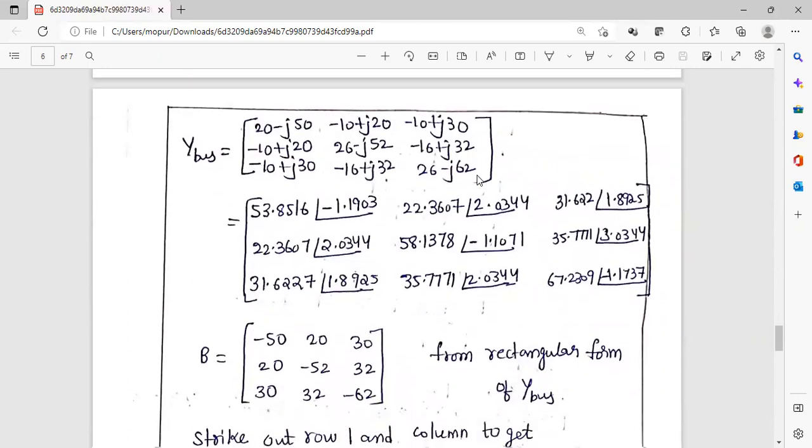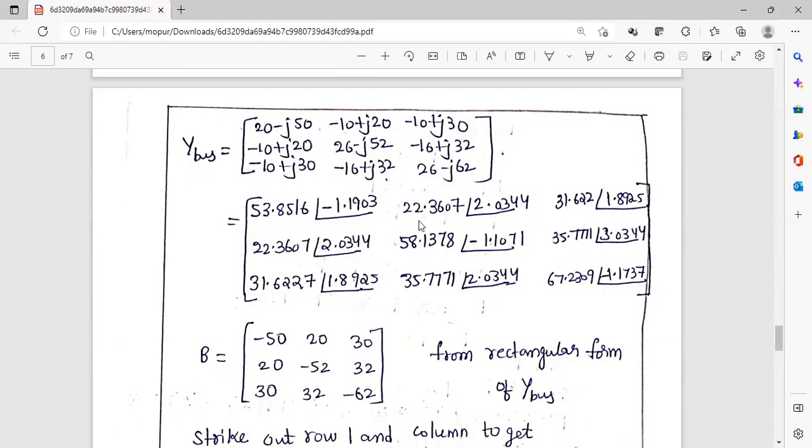So first of all, you find the Y bus. As I had already formed this Y bus in the Newton Raphson when I was solving the same problem, I took the final Y bus. From this Y bus, if you take only the imaginary parts, you will get B. And I also need to convert this into polar form. Why should we convert it into polar form?